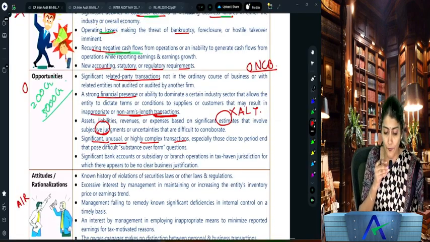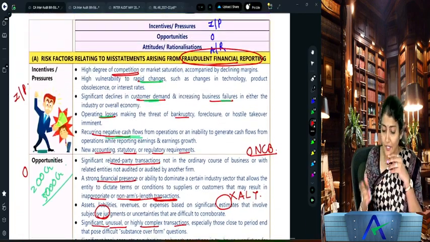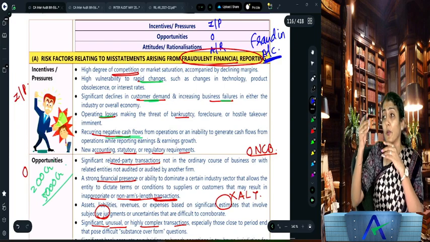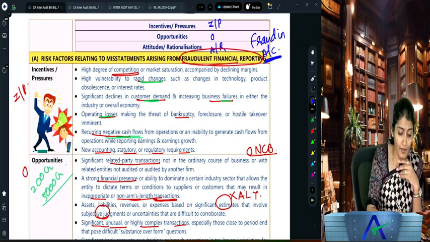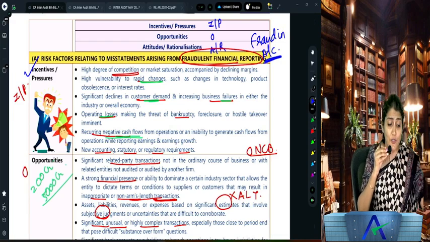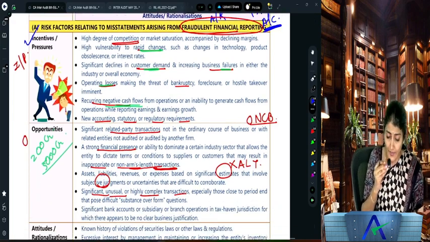What is fraudulent financial reporting? Simple language, it is a fraud in accounting. And the question is, why are they doing fraud in accounting? So one, they had a pressure. Why they had incentive pressure? Because they are not doing well. Huge amount of competition and like decline in demand.